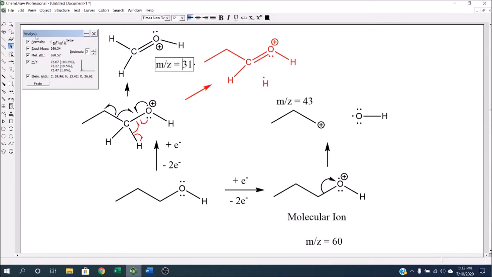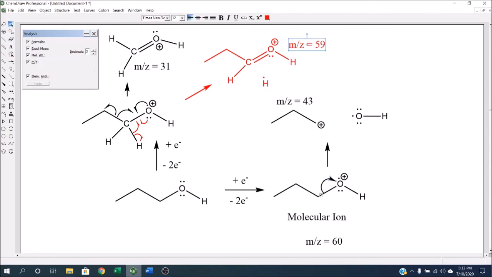M over Z equals 31 was what we had for this piece right here. This piece had an M over Z of 59. Okay, and so that explains now the 60. We've got the 43, the 59, the 31. The next thing I want to talk about is, what about 61?